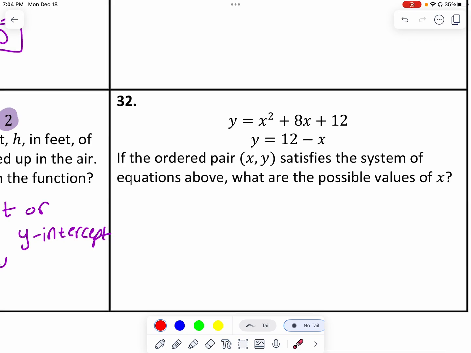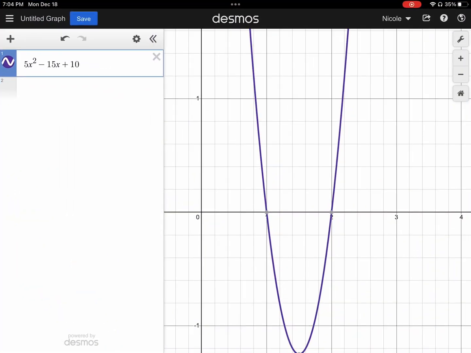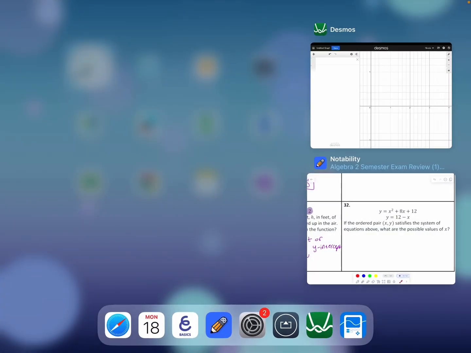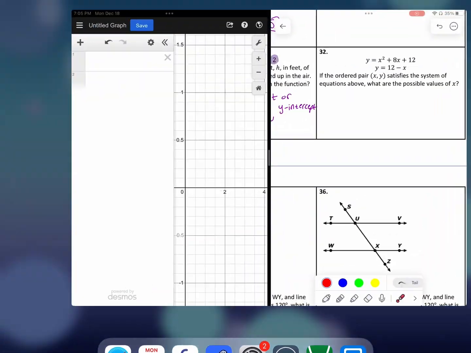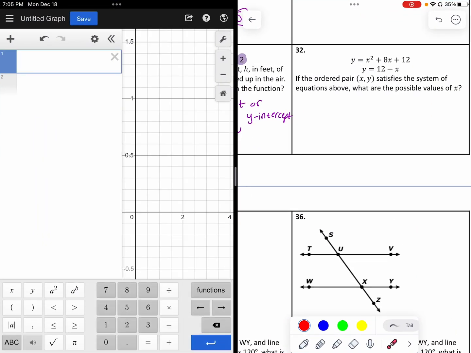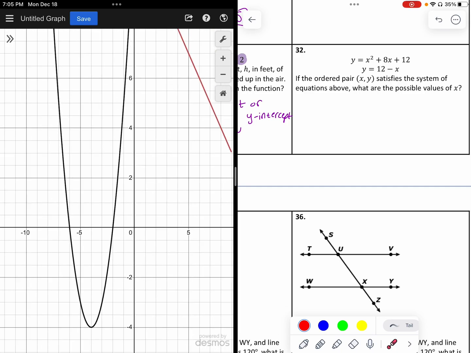If the ordered pair (x, y) satisfies the system of equations above, what are the possible values of x? This one you could graph as well, so we're going to go ahead and graph it. I don't remember what the equation was. So we'll have y equals x squared plus 8x plus 12, and then we will have the equation 12 minus x. I'm going to make that go away. Zoom out a little.